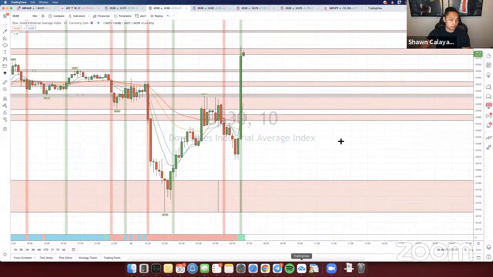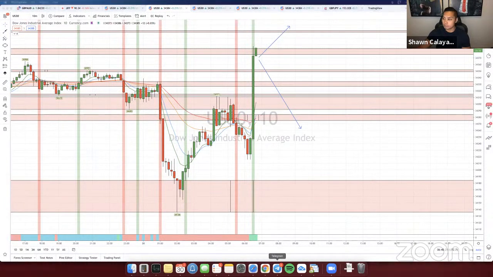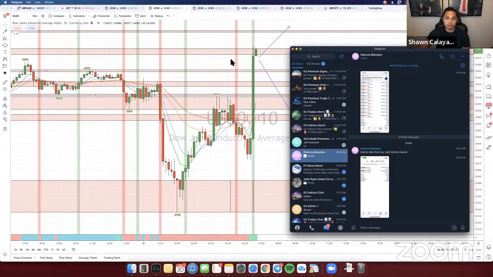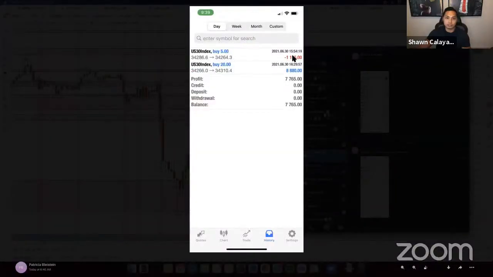So we'll keep watching it right here and see where it goes. Let's see, Patricia over here. Nice. Patricia actually took the trade. She took it right there for a buy. She kind of got caught a little bit. She got stopped out, and then she took a bigger position. She locked in 8,880. Nice work, Patricia.